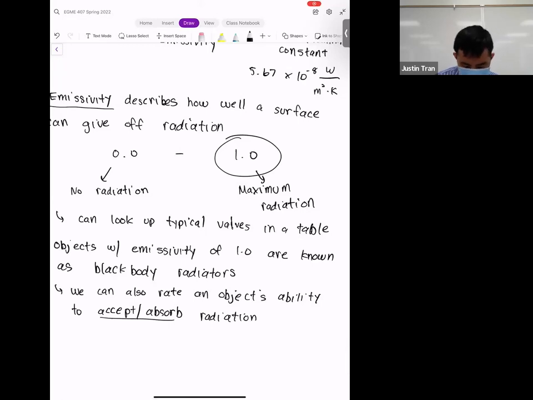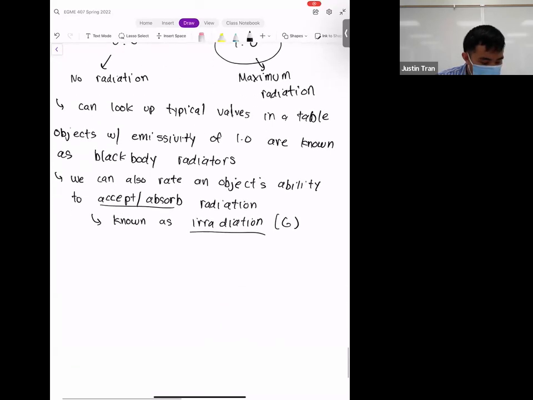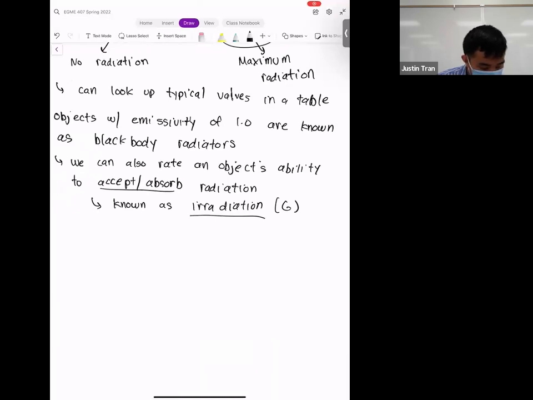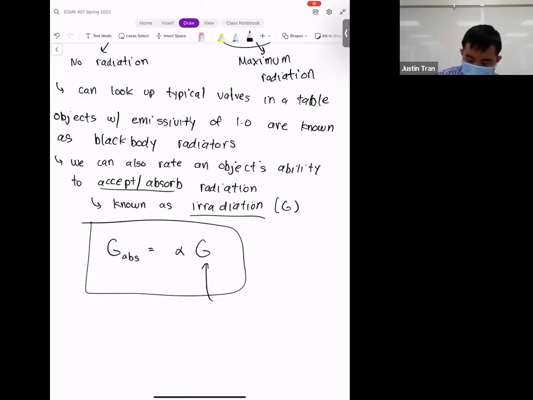And so the ability to absorb radiation is known as irradiation, and we give that the symbol G. Or excuse me, the amount of irradiation that gets absorbed is computed as alpha multiplied by regular G, where this G right here is the total amount of radiation that actually hits the surface.